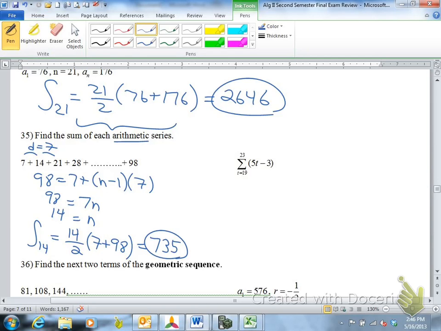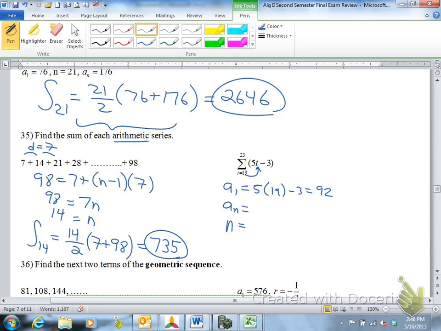With sigma notation, you can tell that this is arithmetic because you have no power, no exponent. So you need the first term, the last term, and the number of terms. And then we can use the formula we've just used the past 2 times. So the first term you get by plugging the bottom number in, which would be 92.